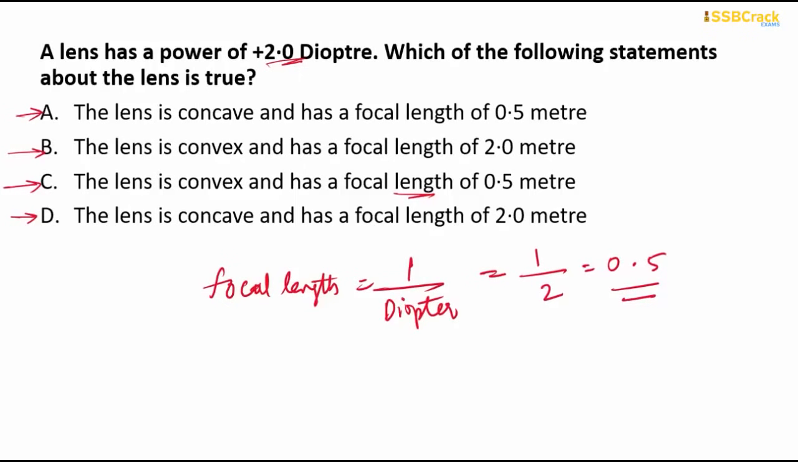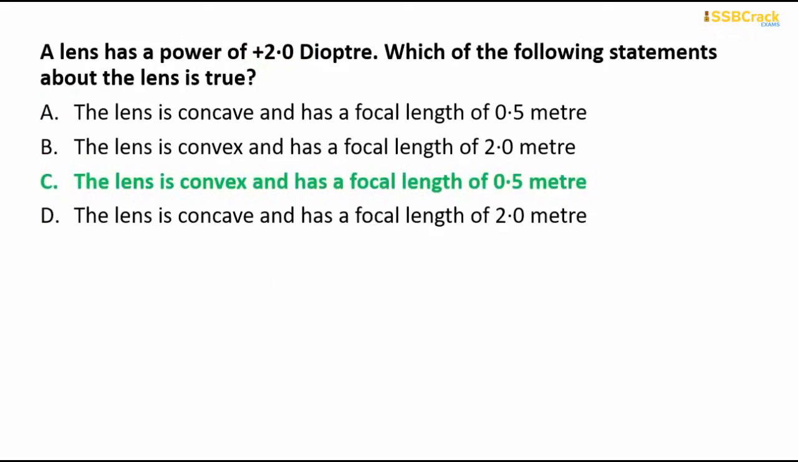But how can we say that the lens is convex or concave? The sign that is given here is the plus sign. Whenever the sign is plus, the lens is convex, and whenever the sign is minus, the lens is concave. So here the lens is convex and it has a focal length of 0.5 meters. So the correct answer for this is option C.